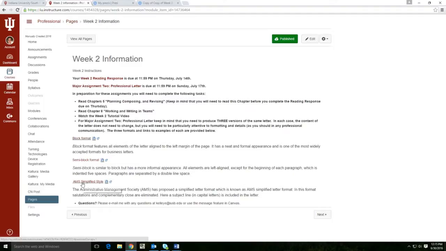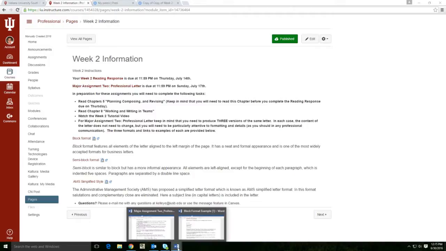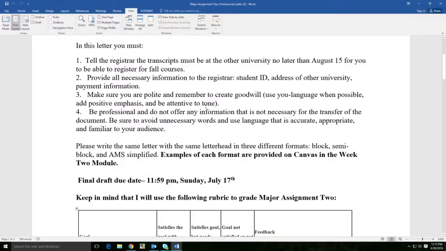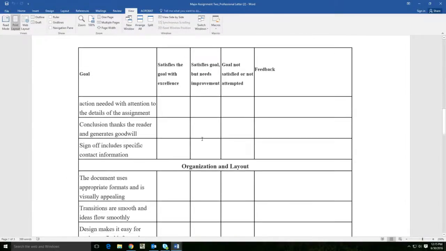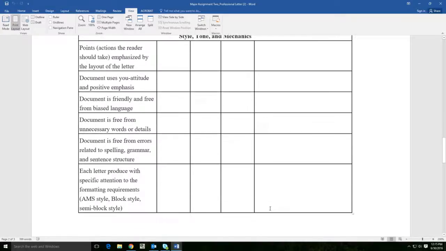Often we might use this AMS simplified style when we create job application letters. If you don't have a person's name that you know you're directing your letter to, typically you want to avoid saying something like Dear Human Resources Manager. So this AMS simplified style might be something we'll consider using at that stage. But I want you to produce the letter in all three formats, being very attentive to the details. And then, again, I'm going to grade your letters using this rubric, so you'll know exactly what you're shooting for as you review the assignment.